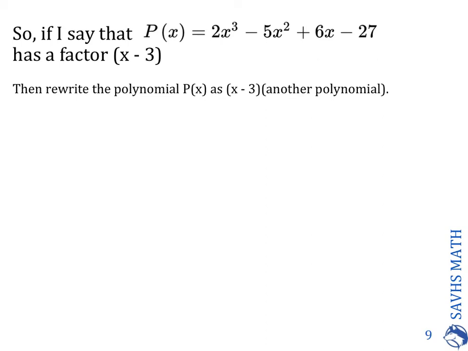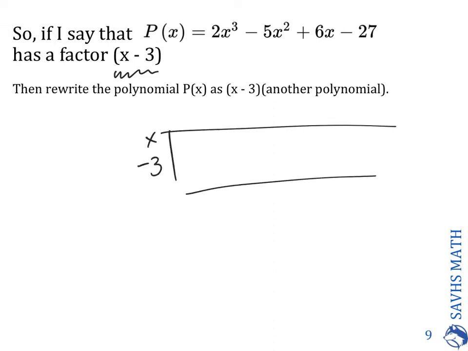Okay, so I might tell you this type of information. I might tell you what a factor of a polynomial is, and what that means is we can do a division on it. So set up the division. This is not really that much different from what we've done so far today, but I just wanted to show you that this might be a different type of framing that I might give you in the question.